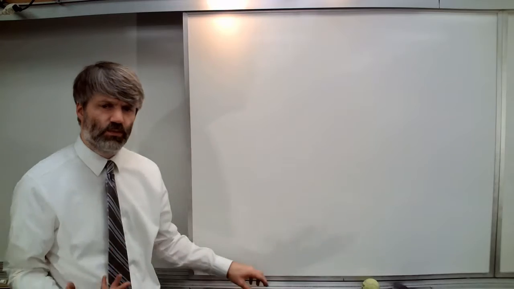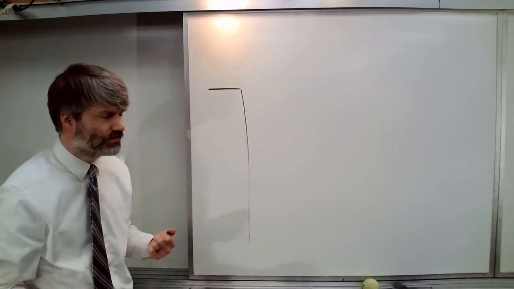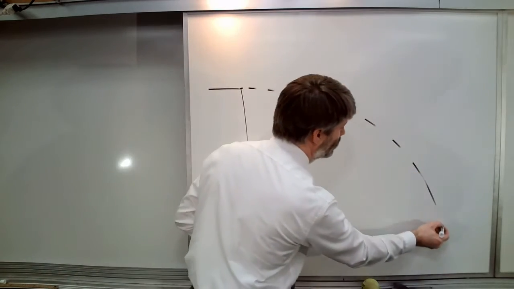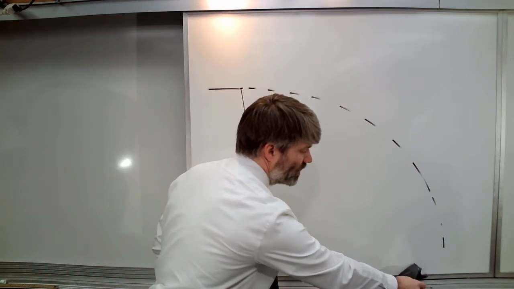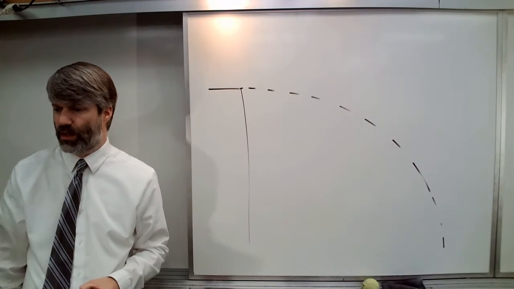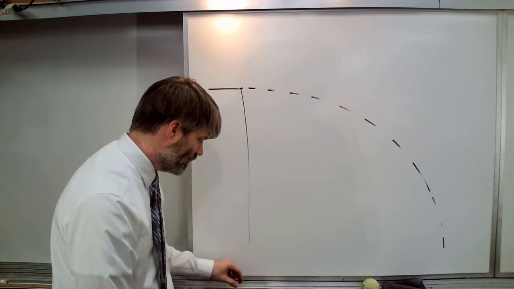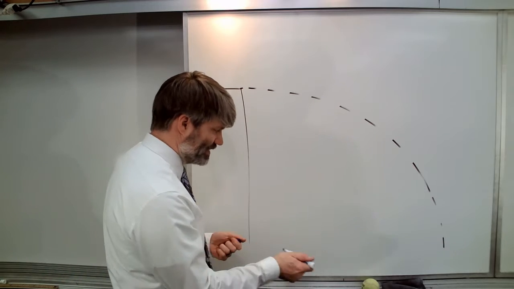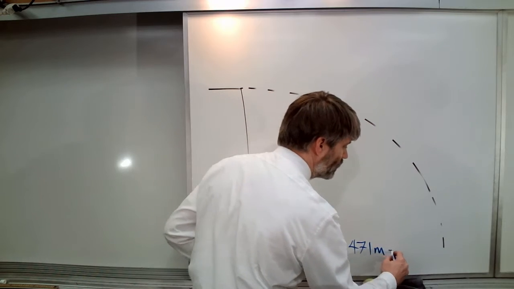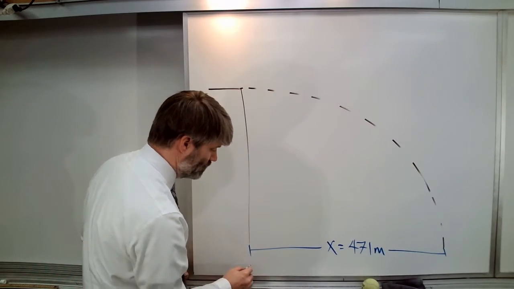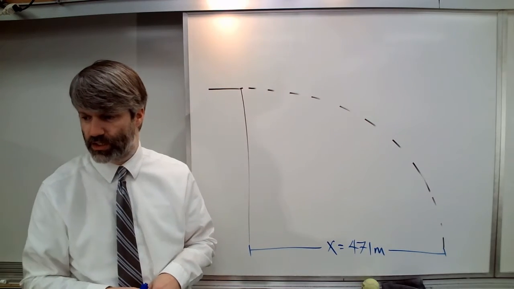Okay? So again, we just have something shot off horizontally. There's my cliff. Here's the trajectory of it. Let's start collecting the information that we know about this situation. The ball went a distance of 471 meters. So one thing we can say is that we've got a distance, x is 471 meters. This is what we know about the x direction.